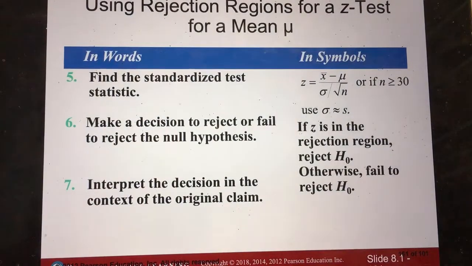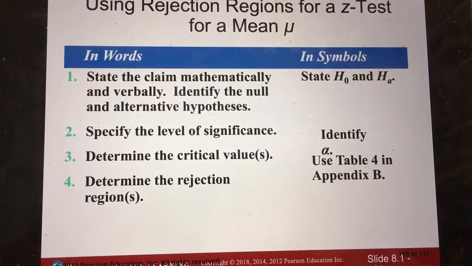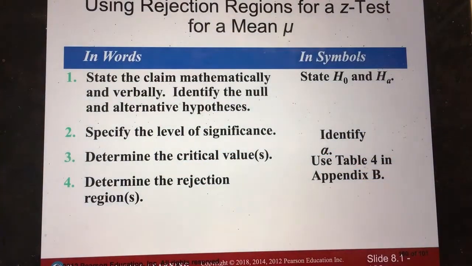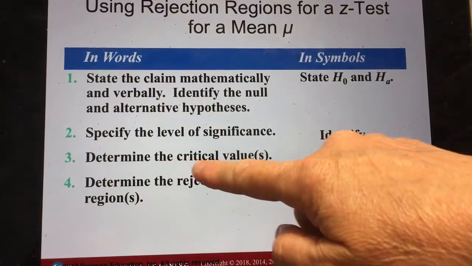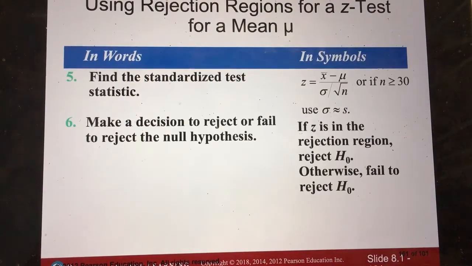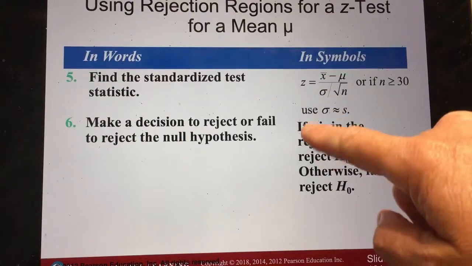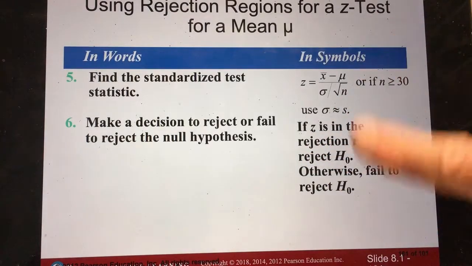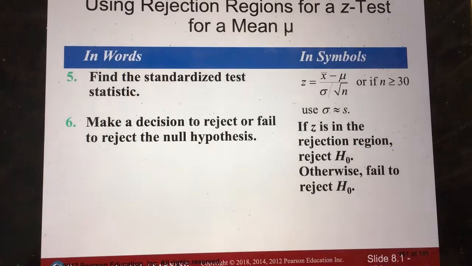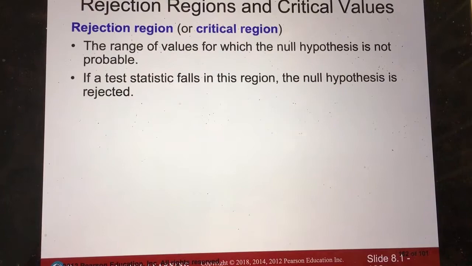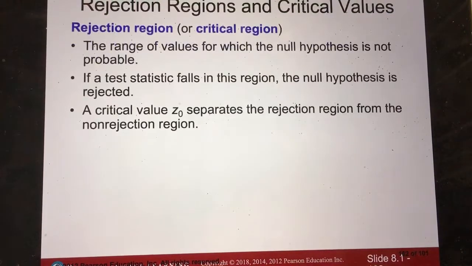So this is using your critical values instead of your p-values. So again, we're going to do that using the same method we've done before, using our standard normal table to calculate a critical value and then a test statistic. If the test statistic is in the tail, which is defined by the critical value, then we have to reject H sub 0. Okay, so let's look at this one.